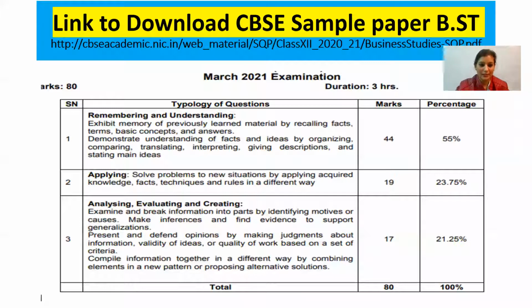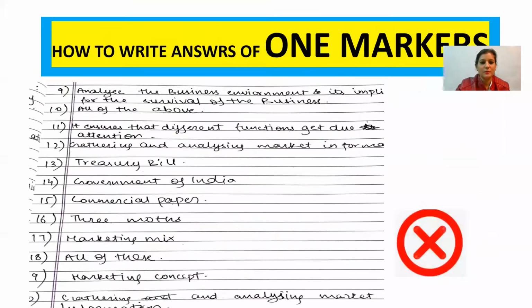And knowledge apply, like case study based question, where a situation is given, or a source based question is given, or a news item is given. Applying, when you are applying your knowledge, this is carrying 19 marks. And according to analysis, evaluation and creativity based question, 17 marks. This is the criteria issued by CBSE for the exam March 2021.